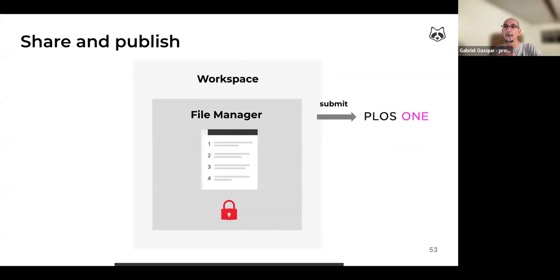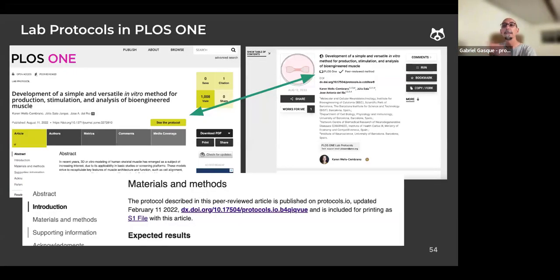Now, protocols.io has established a partnership with PLOS ONE, whereby you can submit from the platform a novel protocol for peer review and eventual publication in this journal, in PLOS ONE, as a special article called Lab Protocol. The published lab protocol in PLOS ONE will be bidirectionally linked to the interactive and dynamic protocol in protocols.io. And the protocol in protocols.io receives additional badges indicating that this method has been peer-reviewed.